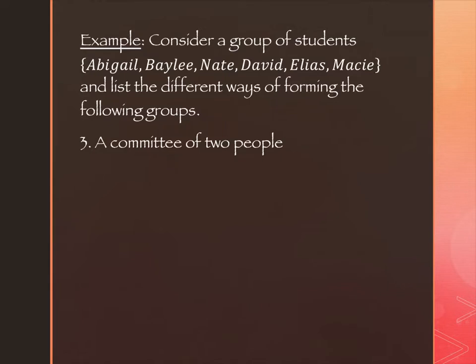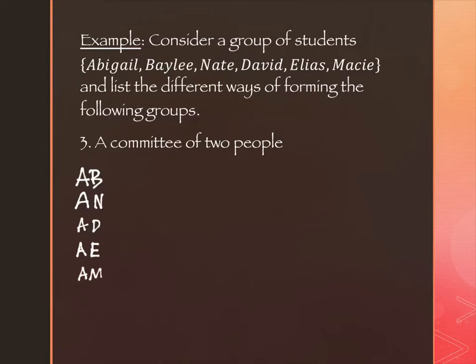But then this one simply says two people, and there's no other descriptors. Like the others all had other pieces that were in there, and this one does not. So I can group any two people together to make this particular committee. So we're just going to start with Abigail and find out all the people she can be grouped with. So Abigail could be grouped with Bailey, Nate, David, Elias, or Macy.